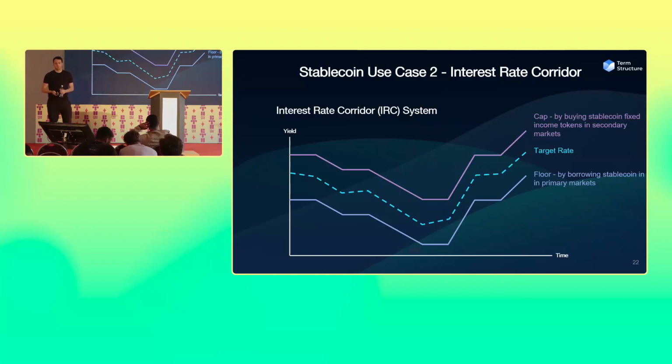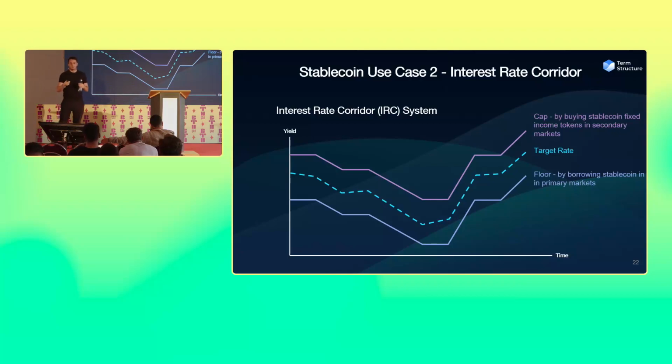Another super interesting use case for me is this interest rate corridor system. So let's say, for example, you're again a stablecoin issuer, and you think that for your stablecoin to be well behaved, the yield on your stablecoin, the borrowing and lending rate, should be anywhere between 4 and 8%. So if it goes beyond 8%, you think that's too much. If it goes lower than 4%, you think that's too little. And so what you can do is preserve this interval by having a corridor.